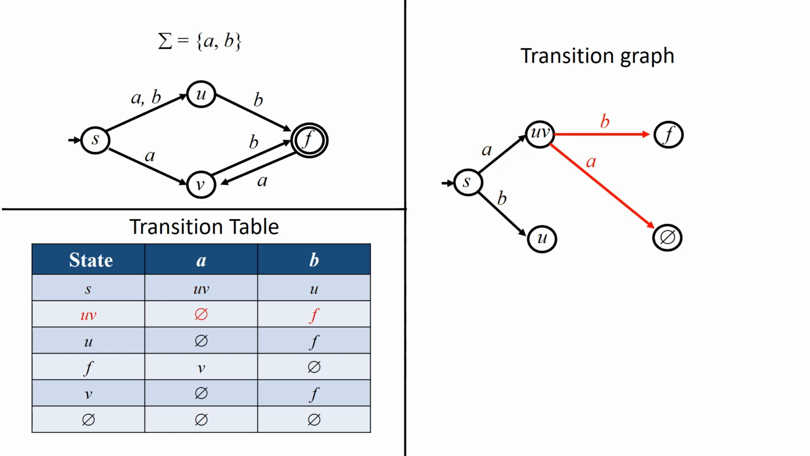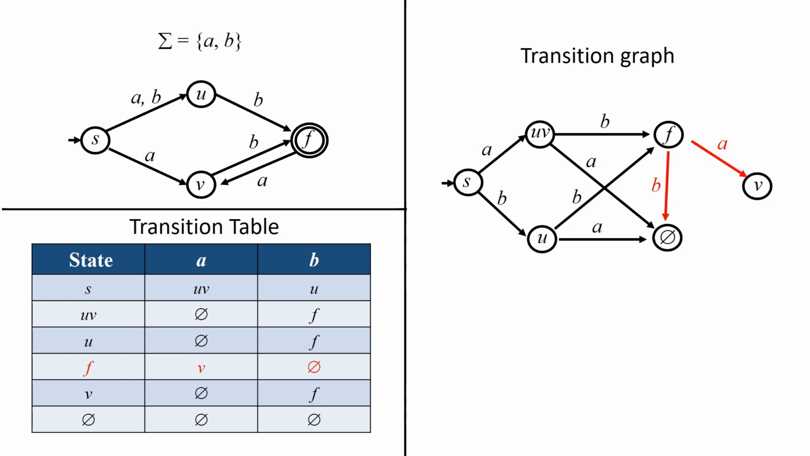Next, the state UV. From the state UV, with the symbol A, it goes to the state empty set. And with the symbol B, it goes to the state F. Next, the state U. From the state U, with the symbol A, it goes to the state empty set. And with the symbol B, it goes to the state F.